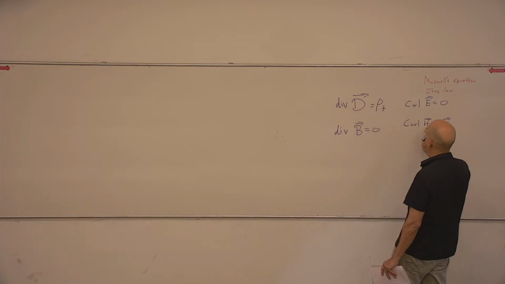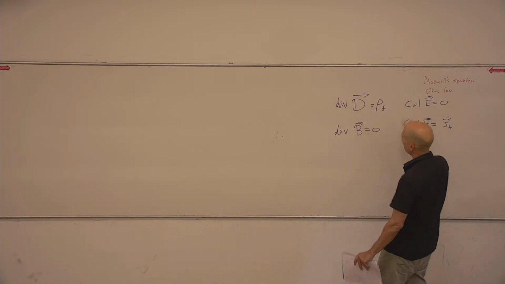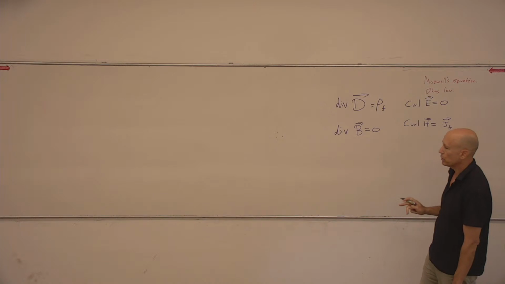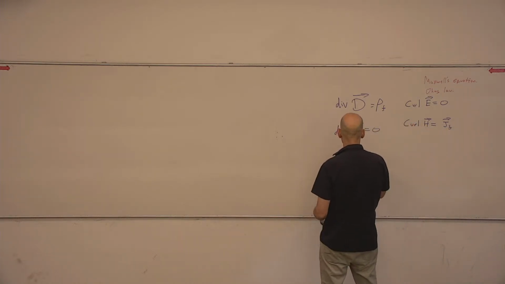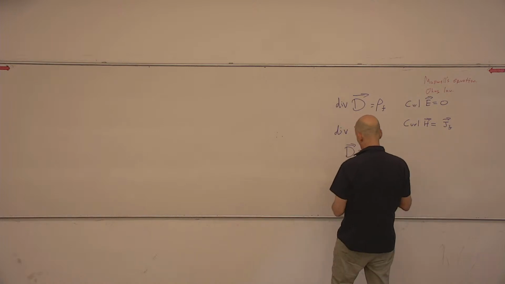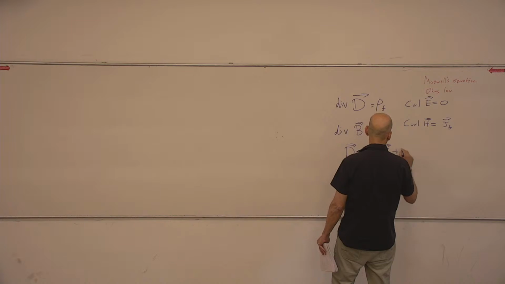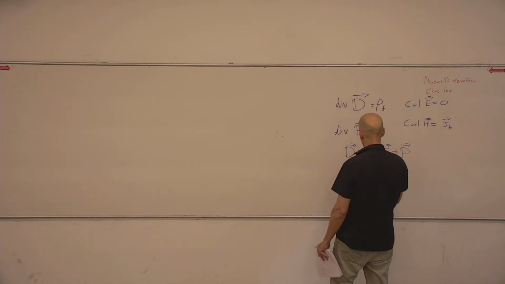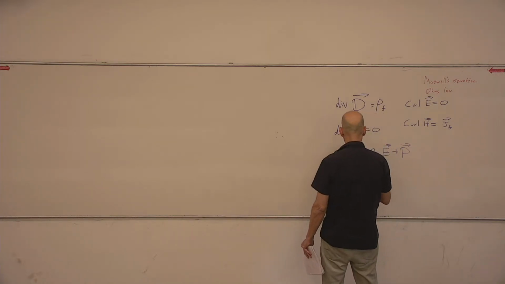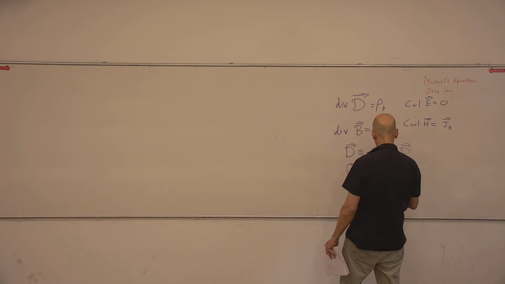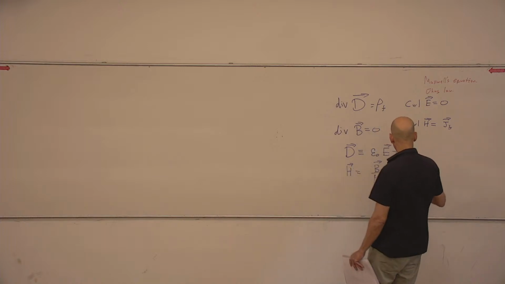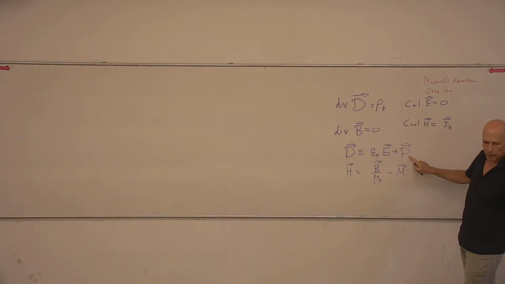These equations were explained, and to understand them, of course, we need the definitions or connections between B and H and E and D, and the polarization and magnetization fields. And these are just definitions. D is equal to epsilon 0 E plus the polarization field, and H is given by B over mu 0 minus M.